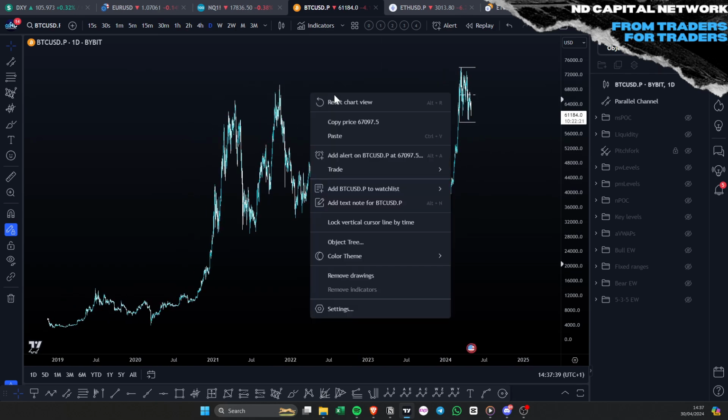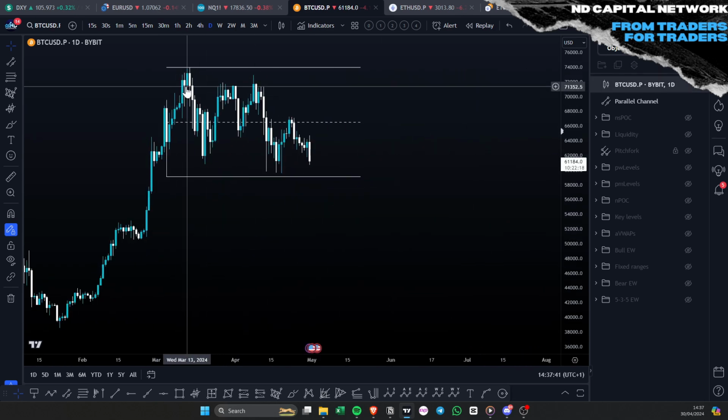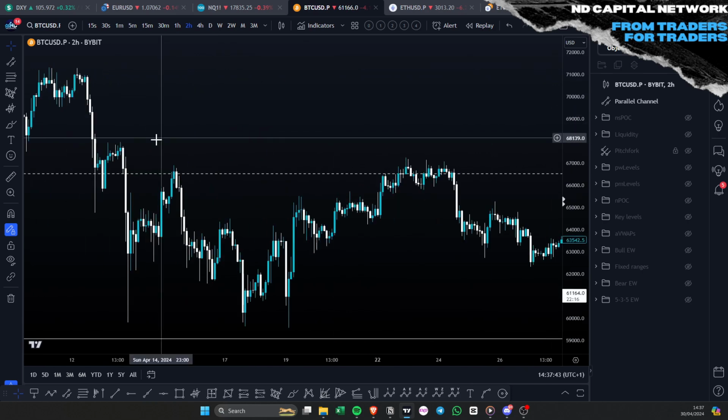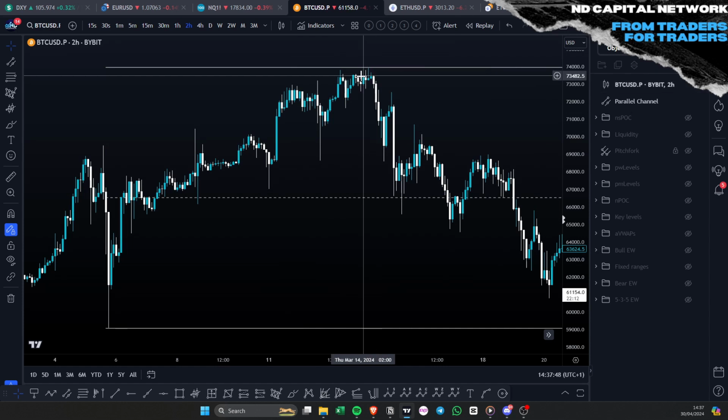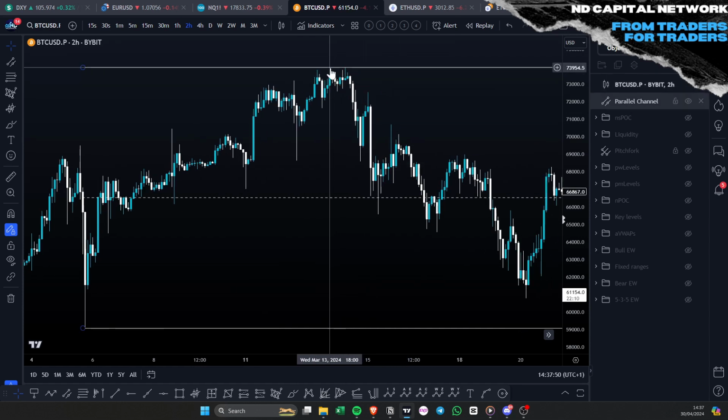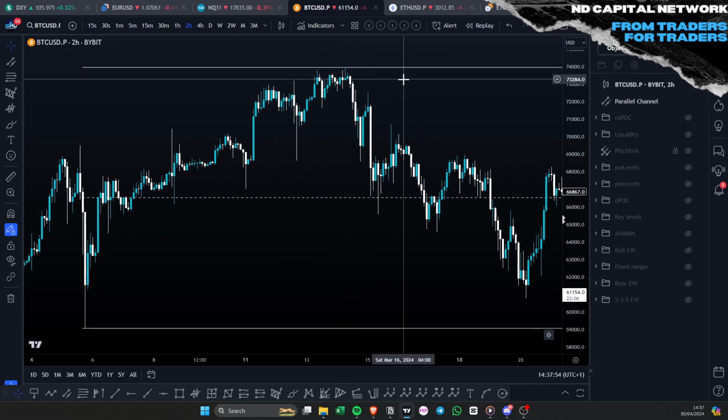First of all, in terms of a top here, okay? So this top has been put in during a London session. I'll just show you quickly. So during the Asia-London session, and it is a poor high as well. So this high here is not a good high. So I believe, first of all, this is not the overall high for this bull market.